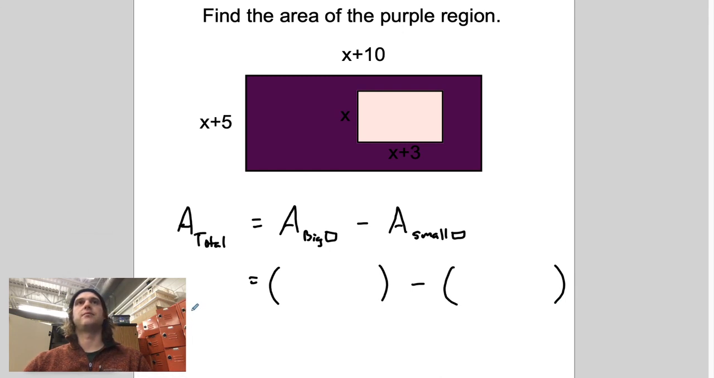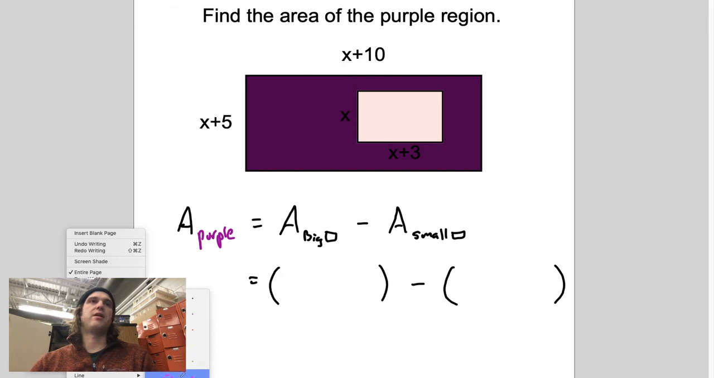So we need to find the area of the big rectangle. Compartmentalizing the problem here allows us to really focus on what's important, one thing at a time, and we can kind of take it from there. So on the inside, the area of the big rectangle, so we're looking for the area, not the total area, rather, I'm going to clarify, this is the area of the purple region.